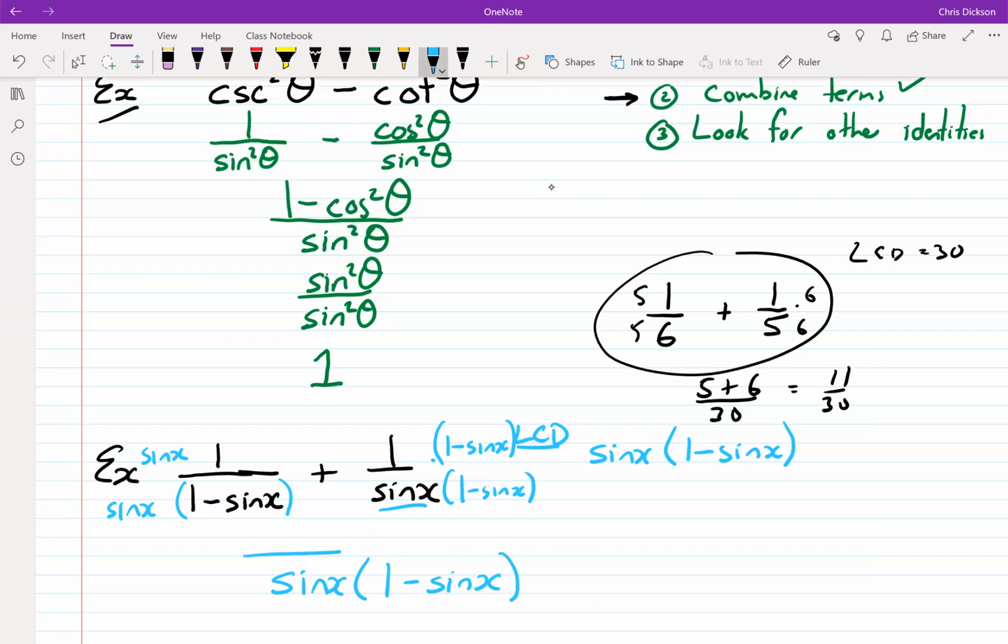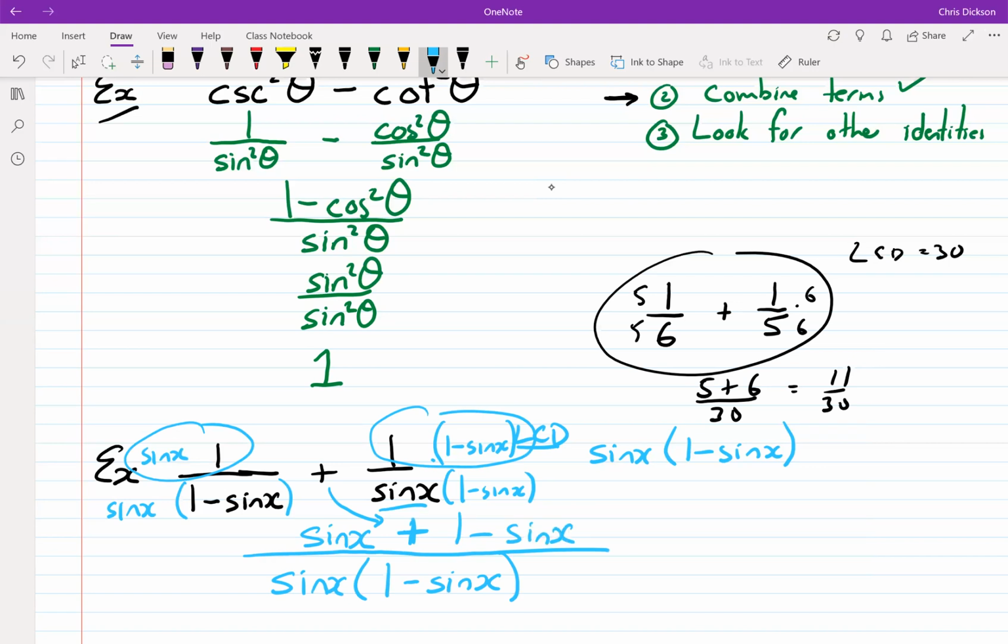So I've got this big long bar here, and I'm going to put my plus sign in. That's this plus sign. And so on the left-hand side, I have sine x times 1, so that gives me sine x. And over here, I have 1 times 1 minus sine x.